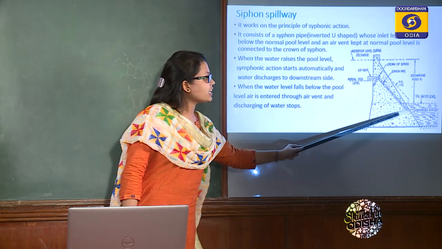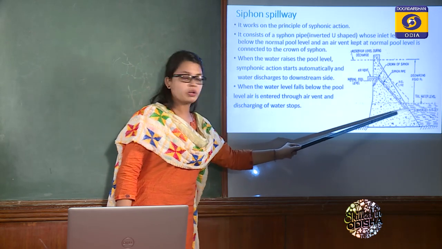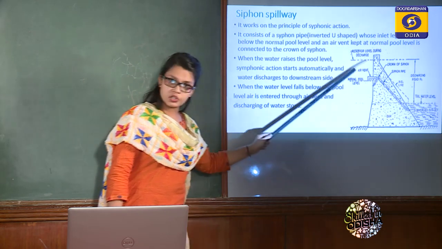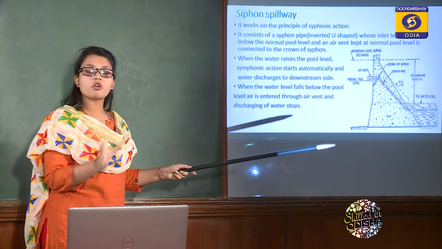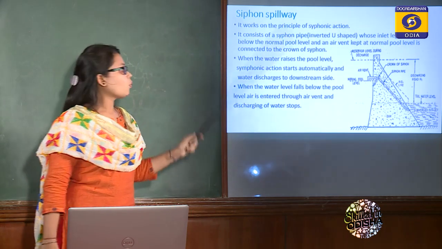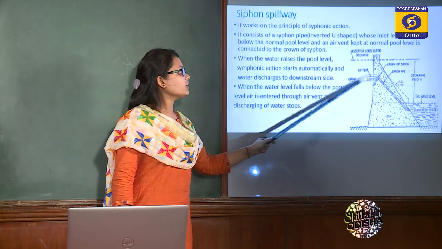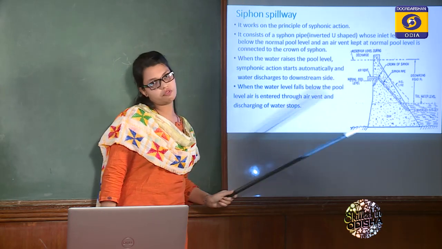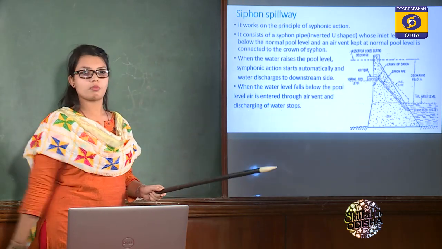Similarly, the outlet end is also submerged inside the water. Why? Because air may enter through it. So to prevent the entry of air from either end, it is submerged. So air can only enter through the air vent pipe, and that acts as a breaker of the siphonic action when the water is below the normal pool level.